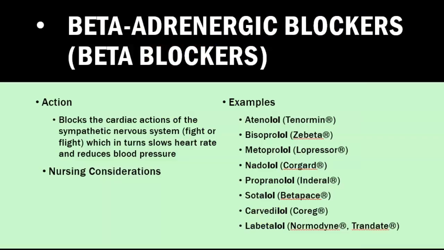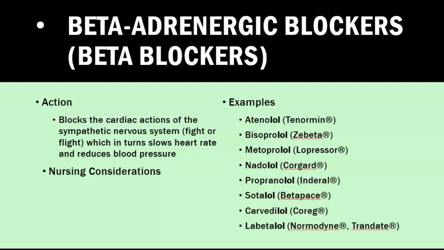Beta blockers, again, we've talked about these. I'll hit these a little bit more. How they work for your heart failure patients: basically, they block the cardiac actions of the sympathetic nervous system, your fight or flight. So they block that action, and that's going to slow the heart rate down, and that helps reduce blood pressure. It decreases the workload of the heart. Your examples of beta blockers, they end in LOL or OLOL. Some of them might be ALOL or ILOL. Atenolol, metoprolol, propranolol.